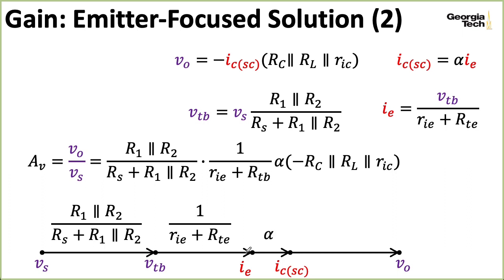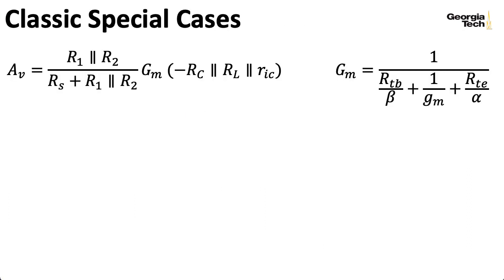Instead of beta, we have alpha. And then the last transition is the same. So the formulas we've created are a bit of a handful. Let's consider some simplified special cases.